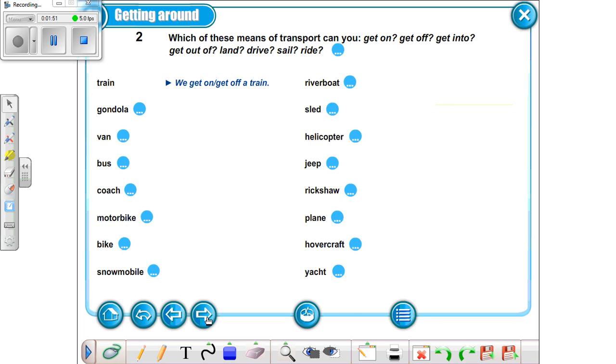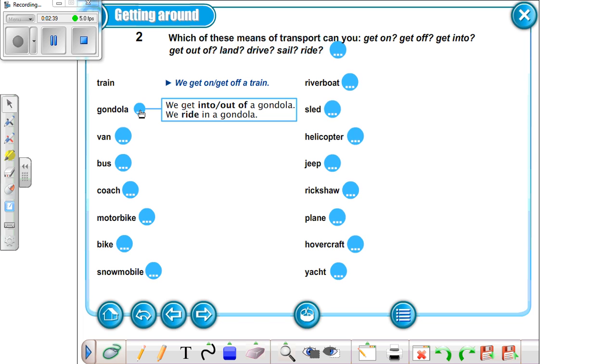Let's go to exercise number two. Which of these means of transport can you get on, get off, get into, get out of, land, drive, sail, or ride? Number one, we can get on or get off a train. Number two, a gondola. We get into or out of a gondola. We ride in a gondola. Van, we get into or out of a van. We drive a van. We ride in a van.